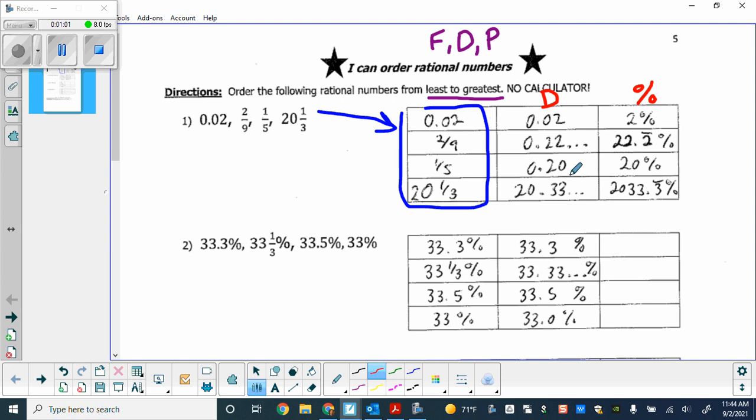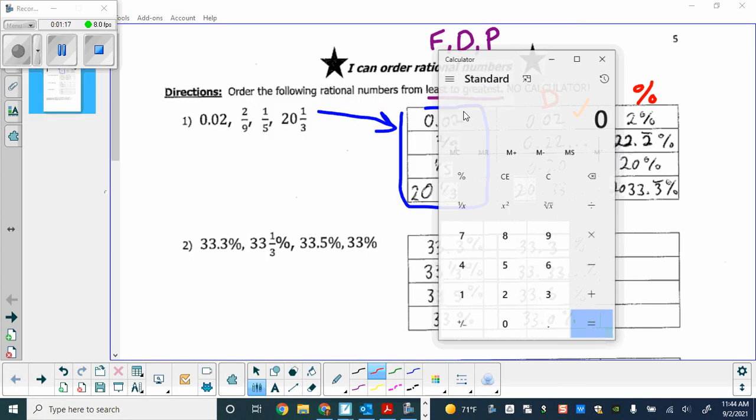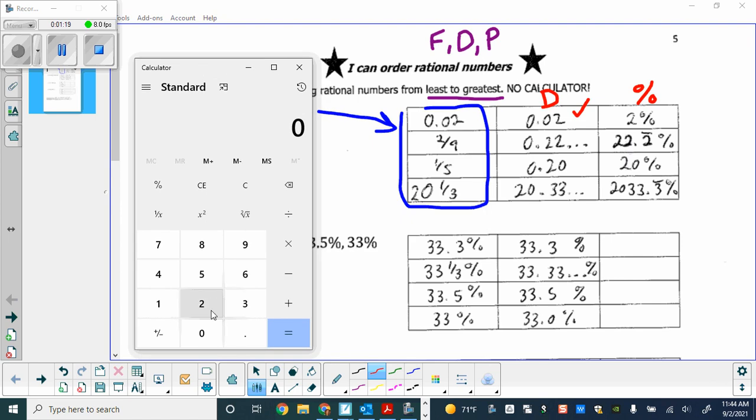Some of you are decimal people, some of you are percent people, and some of you it actually depends on the type of problem. You might switch back and forth between the two. But for this first one, it's already a decimal, so I'm good here. 2/9, if you do 2 divided by 9, it's 0.2 repeating. And again, even though it says we can't use the calculator, I'll just prove it to you that if you do 2 divided by 9, that's the 0.2's repeating, okay?